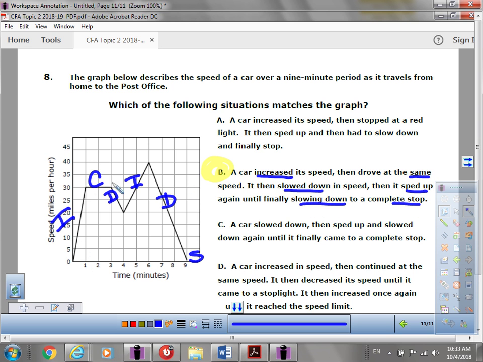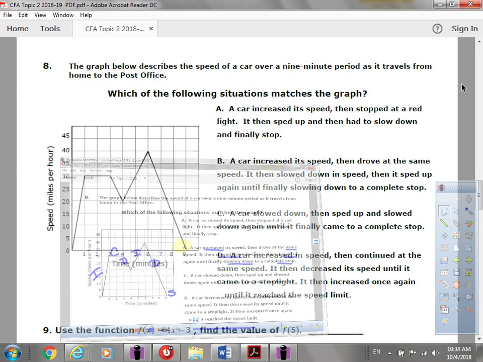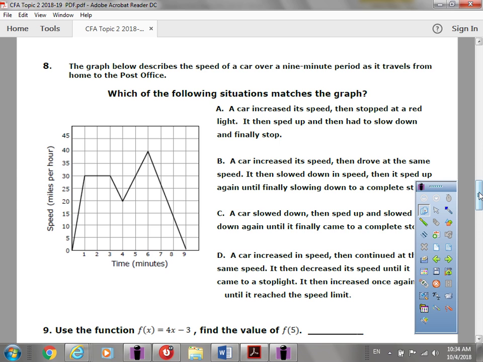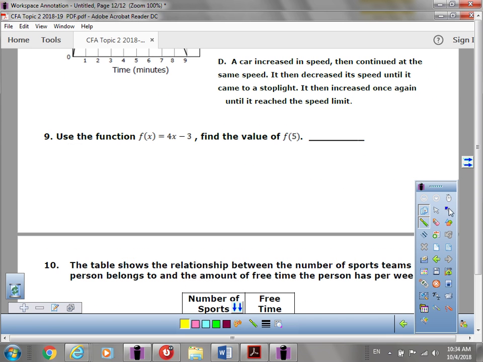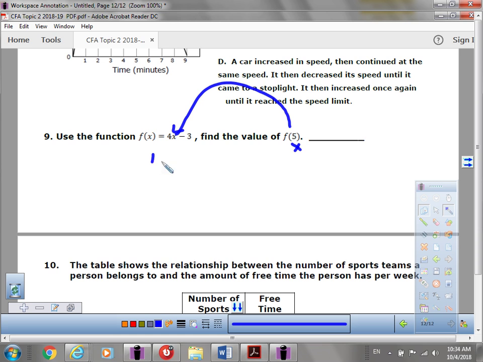But the best thing to do is label your graph and then see which one matches perfectly. That's how I like to do them. I'll look at the graph first, kind of analyze it. Number 9, all you had to do, literally, take this number, which is your x, and plug it in right there. 4 times the 5 minus the 3. What's 20 minus 3? 17. That's all you needed to do.